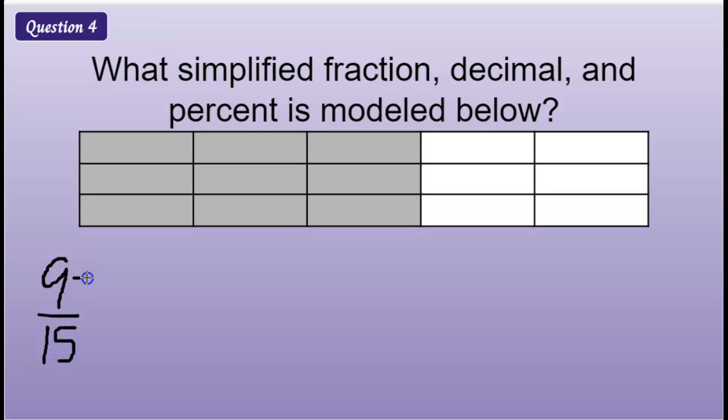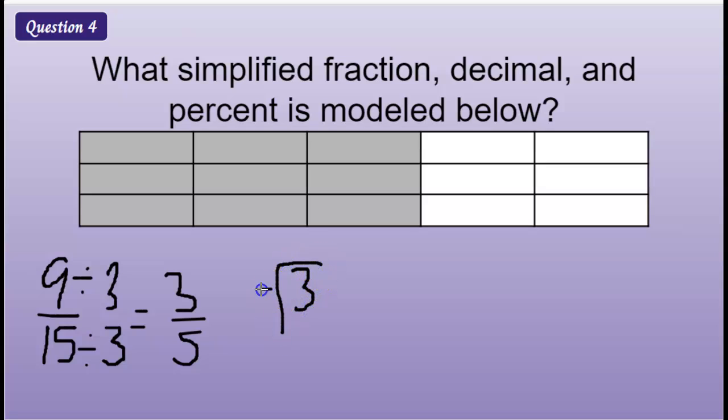Hopefully you're sitting there going, oh yeah, let's see if we can divide the top and the bottom by something to simplify it first. And it does divide by 3. Both the top and the bottom can divide by 3. And I would end up getting 3/5. This is a benchmark fraction, but in case you are not thinking benchmark fraction and you haven't memorized those yet, let's actually work this out.